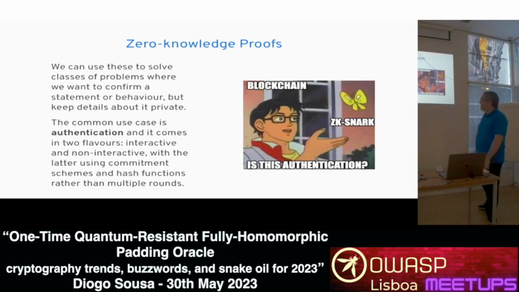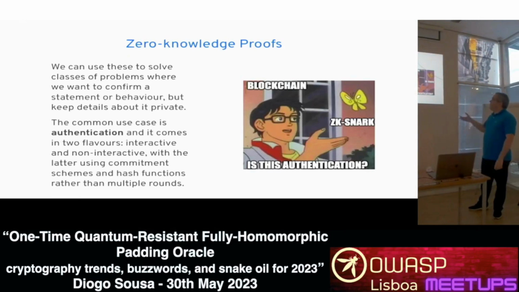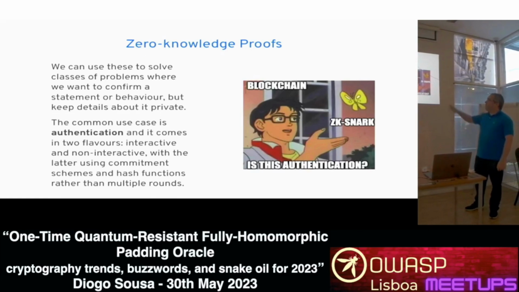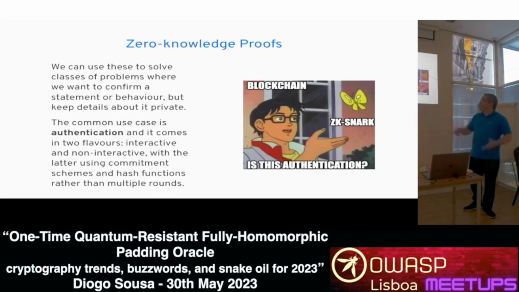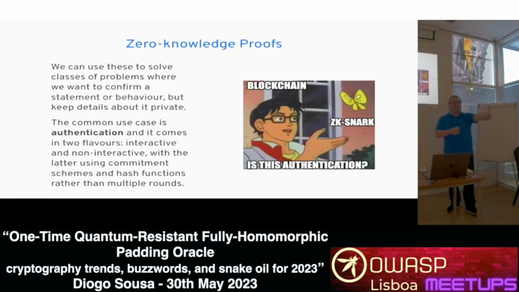Okay? So what can we use zero knowledge proofs for? Basically we can use these to solve classes of problems where we want to confirm a statement or behavior but keep the details about it private. The most common case for this is authentication. It should be obvious, like when you authenticate to a website, you show that you know your password, you show that you know your private key, and that allows you to get in. With a zero knowledge proof, you can actually achieve the same result without revealing details about what is your private key or revealing what is your password.